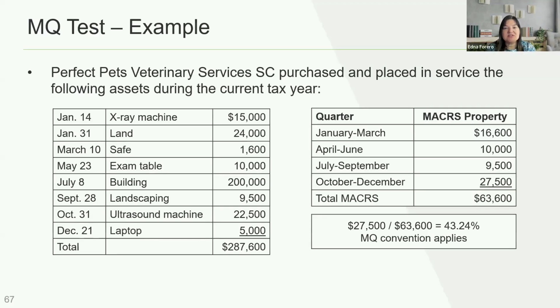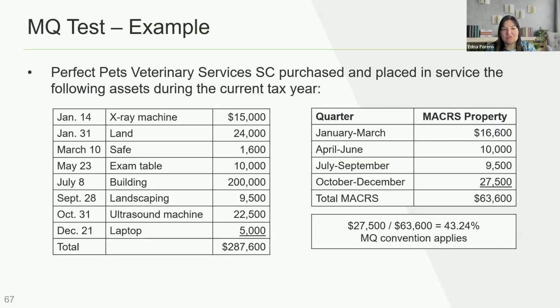Okay, so here's an example of that. Perfect Pets Vet Services, they purchase and place in service all of the following assets. So we see we've got assets throughout the year, some in January, some in March, some in July, some at the end of the year. So all of those together combined total $287,600. So on July 8, she bought a building that was worth $200,000. So that was a pretty large item, but altogether $287,600.